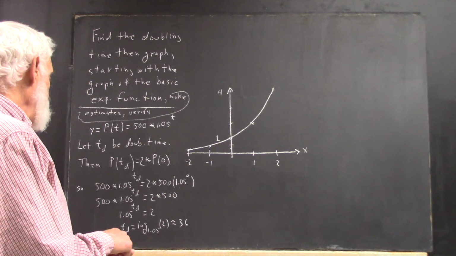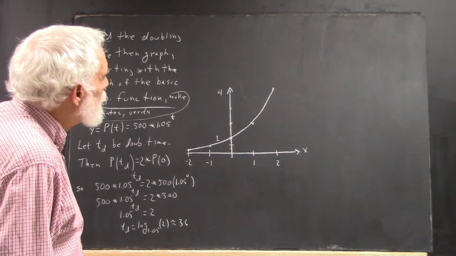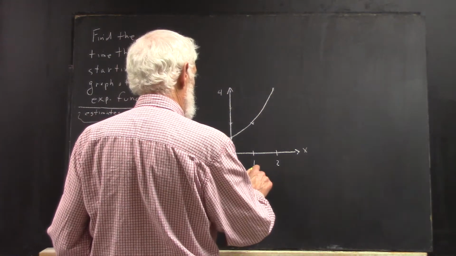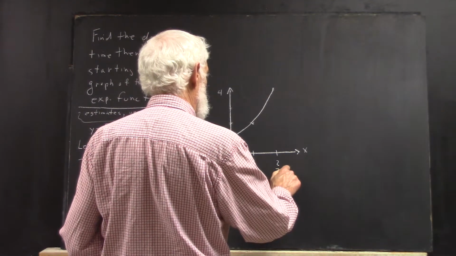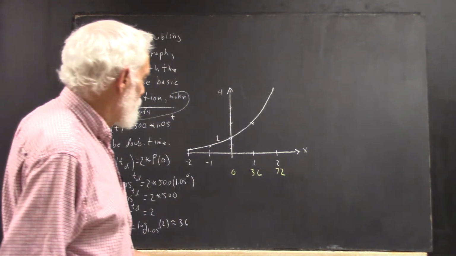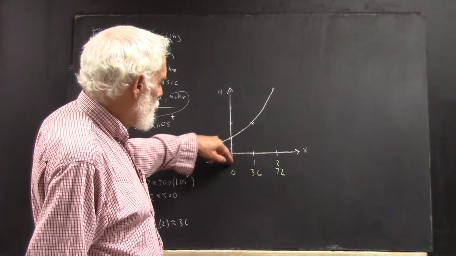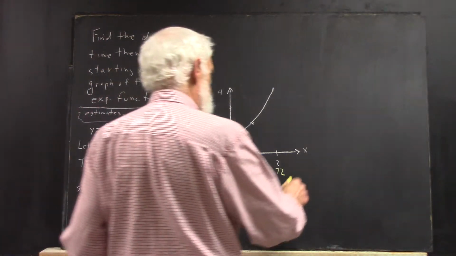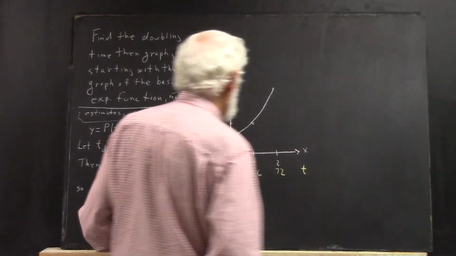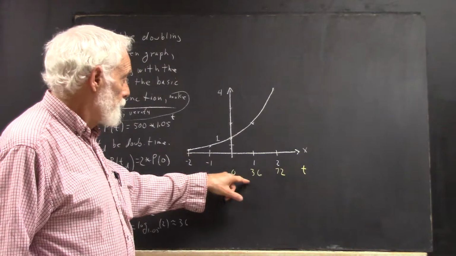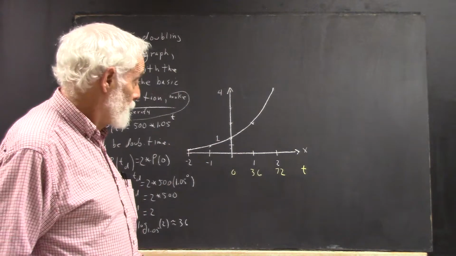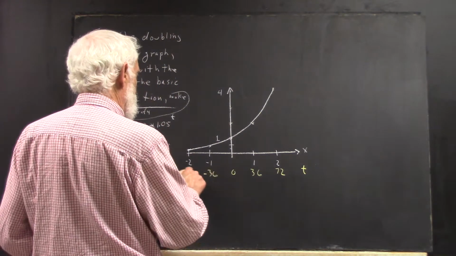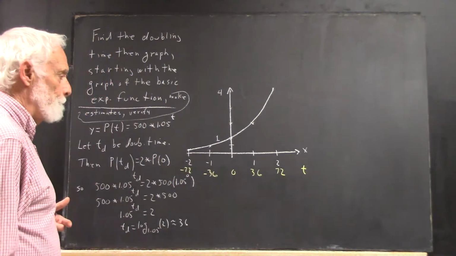Okay? Well, that means that if you relabel this graph, so of course you've got 0 here, and 36 here, and 72 here, the value of the function is going to double every time t changes by 36. Say this is your t-axis now, these are your values of t. Every time t changes by 36, your y value is going to have to double. And of course you can have -36 here and -72 here if you want.